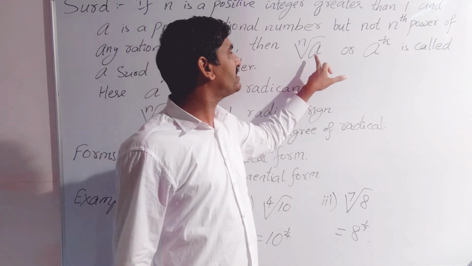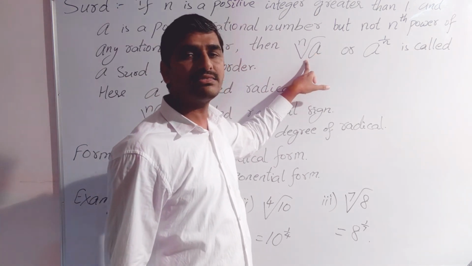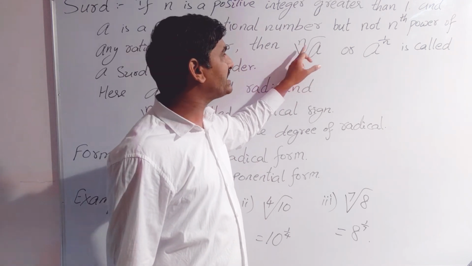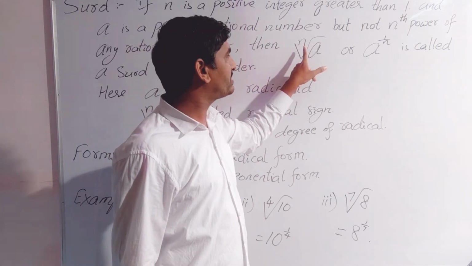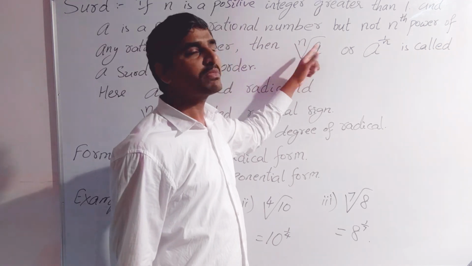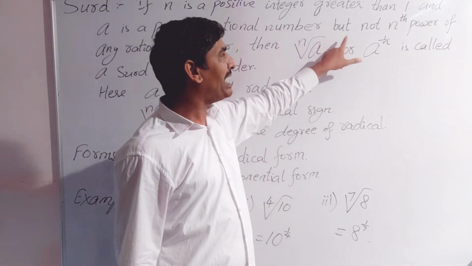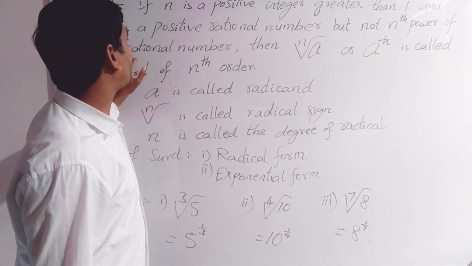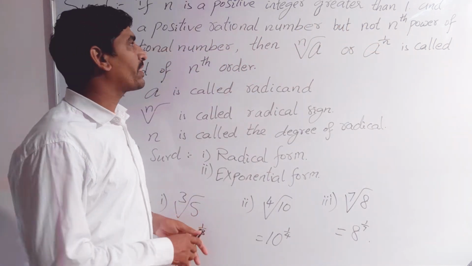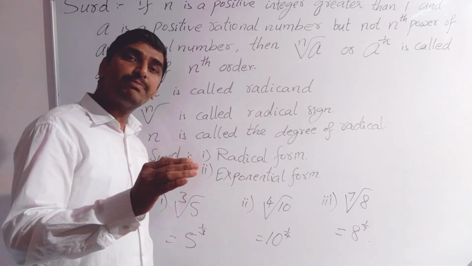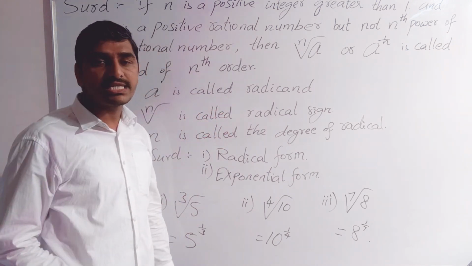This can be written as nth root over a. This n is in the shape of a V. But what is the condition? a is a positive rational number, but it is not the nth power of any other rational number.